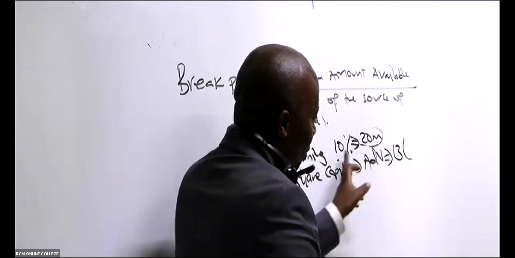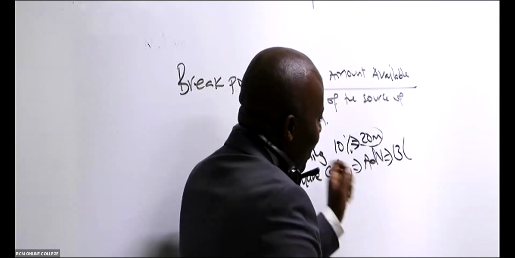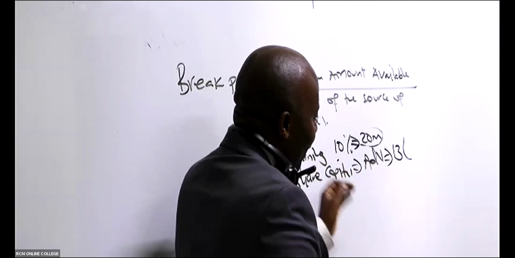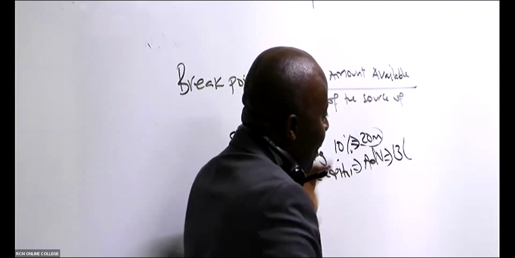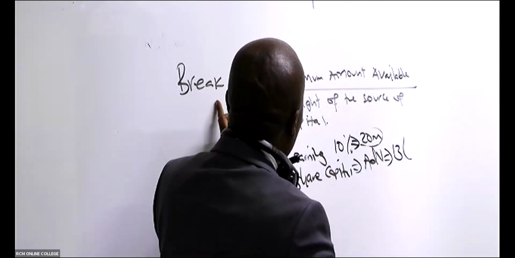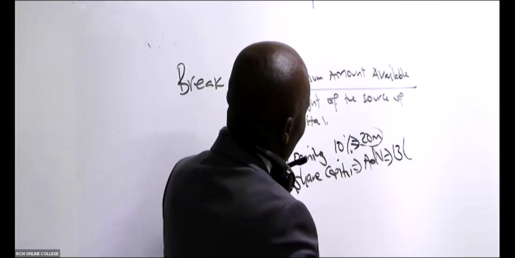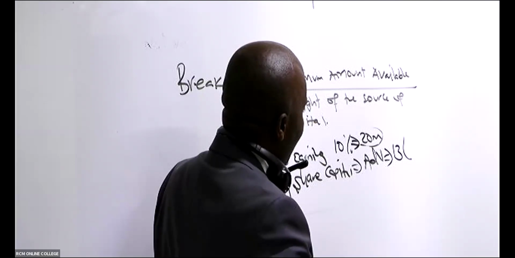At what cost of capital? 10%. Once you exploit your 20 million, then automatically you will now be able to go to an expensive source. So you're breaking to an expensive source. That is the concept of breakpoint. And to get this breakpoint, we shall always be taking the maximum amount available divided by the weight of the source of capital.